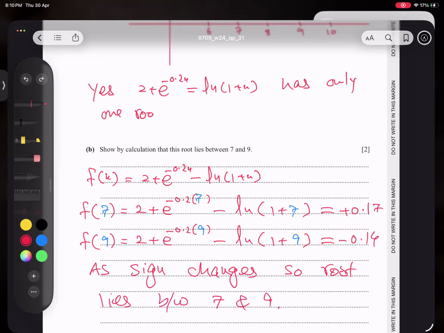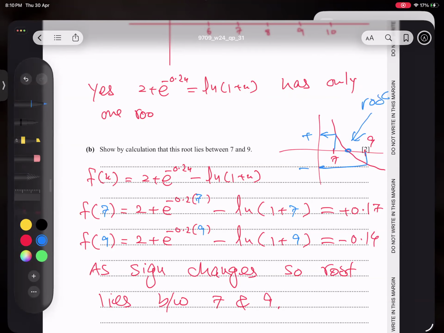And I always give this example for the sake of understanding. At 7, we have a positive value. So let's say this graph, and 7 is this, and 9 is this. At 7, we have a positive value, and at 9, we have a negative value. So this means this is a root.